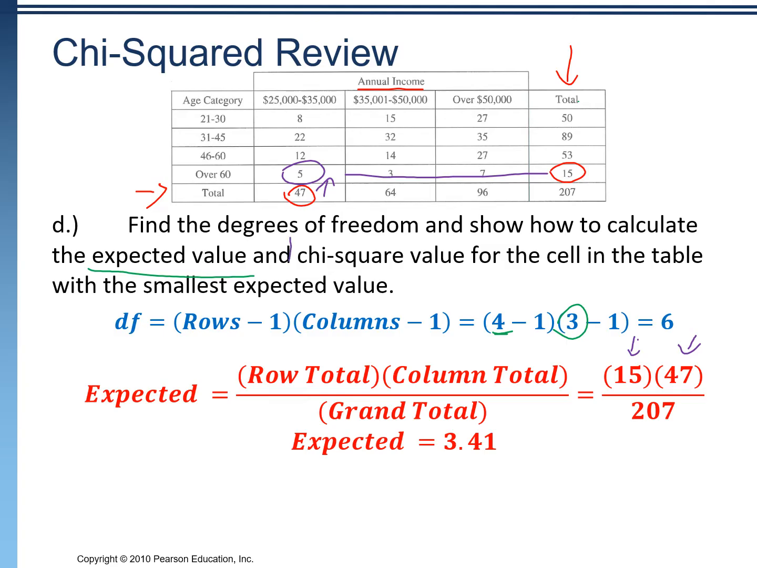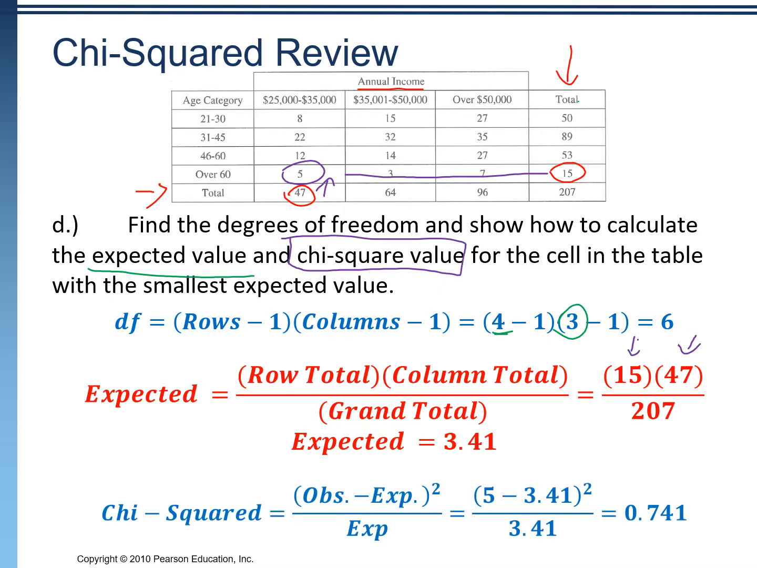Lastly, it wants us to find the chi-square value for that cell. Chi-squared is observed minus expected squared divided by expected. This equation is in your equation sheet. So 5 is our observed minus that expected value that we just got. Square that difference because we want all of them to be positive, and then divide by the expected, and we get 0.741. The chi-square test statistic for the whole test is just going to be the sum of chi-square values for all the cells in this table.